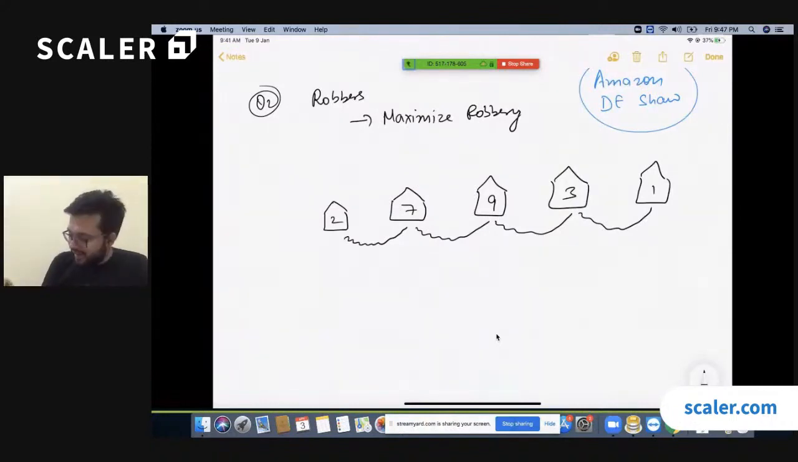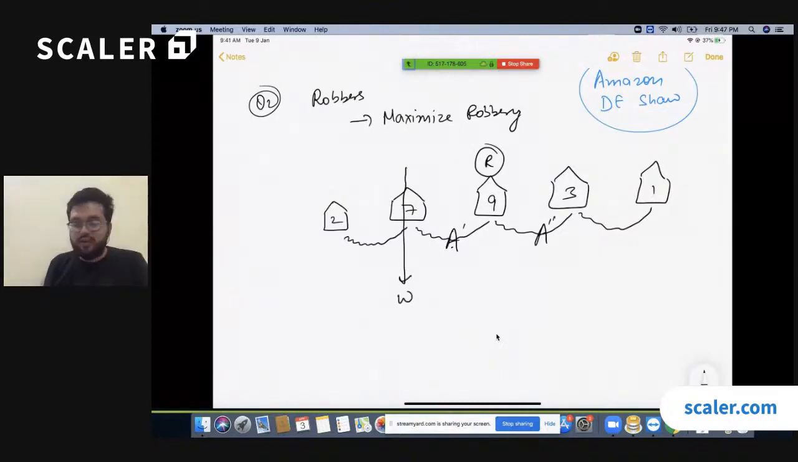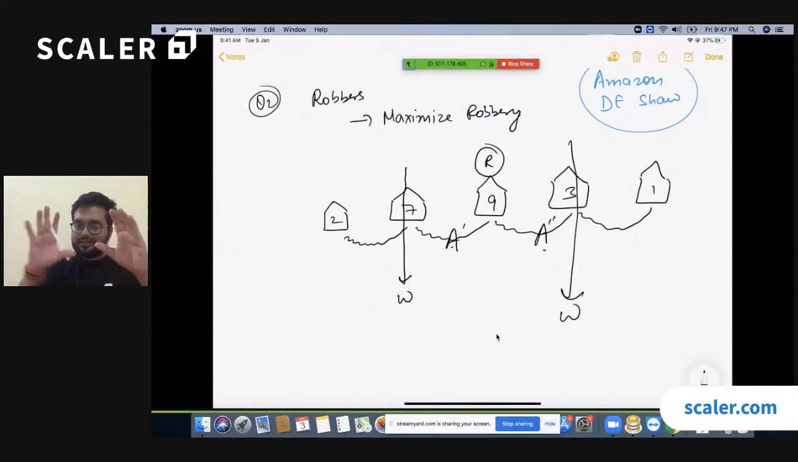So what does that mean? It means that if this house is being robbed by you, this alarm would go up and this alarm would also go up. So if this alarm goes up, the people in this house will wake up and you will no longer be able to rob this house. Similarly, if this alarm goes up, people in this house will also wake up, and unfortunately for you, you cannot rob this house either. So the moment you rob one house, your left house and the right house now cannot be robbed. I hope everybody gets the problem.